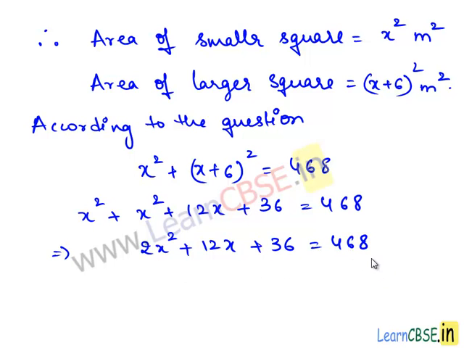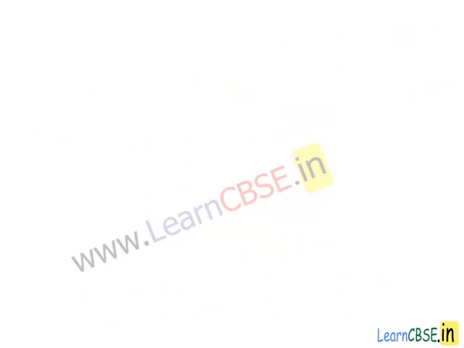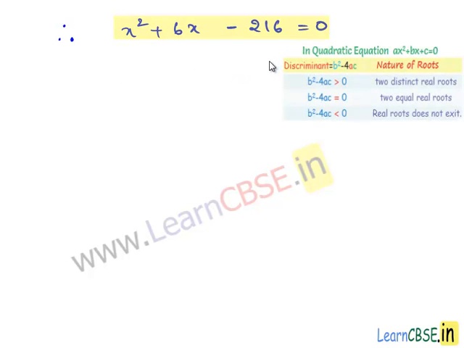So now on transposing 468 to LHS, we have 2x square plus 12x plus 36 minus 468 is equal to 0. So this implies 2x square plus 12x minus 432 is equal to 0. So now taking out the common factor, we are left over with the final simplified quadratic equation, that is x square plus 6x minus 216 is equal to 0. Now we need to solve this quadratic equation and find out its roots.